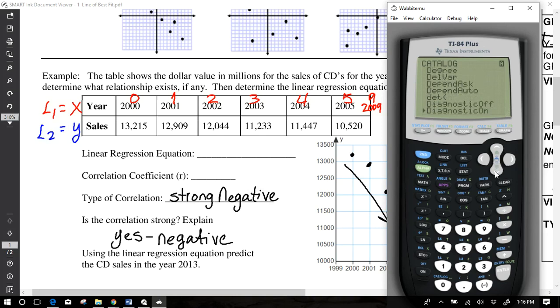So just scrolling down, notice I see diagnostic off. I need to keep going until I find diagnostic on. I want to turn it on. And now I'm going to hit enter twice until I see the word done.